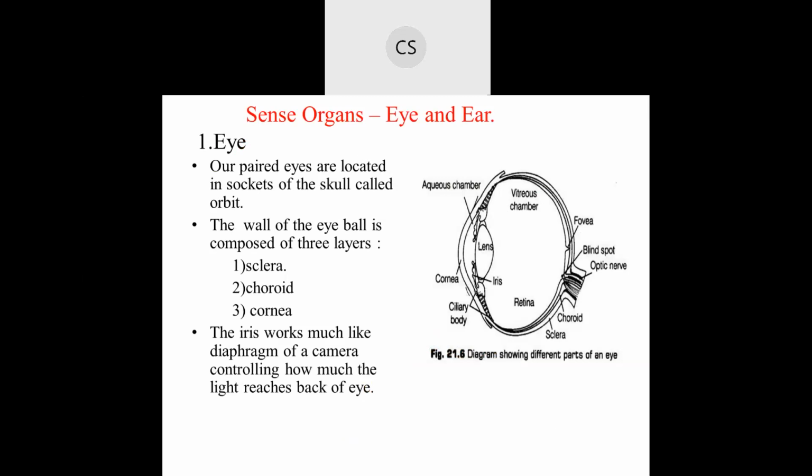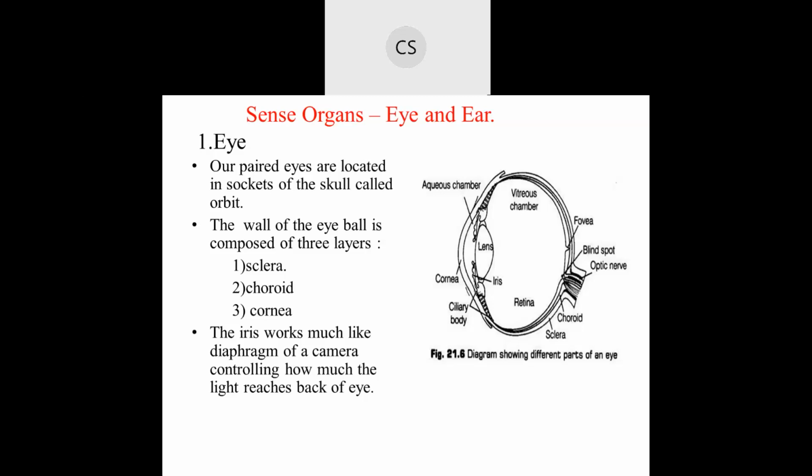Sense organ, eye. Eyes are situated in the socket of the skull known as the orbit. The human eye is spherical in structure. The wall of the eyeball is composed of three layers. The external layer is composed of a dense connective tissue known as sclera, and the anterior portion of it is the cornea. The middle layer, choroid, consists of several blood vessels and looks bluish in color.